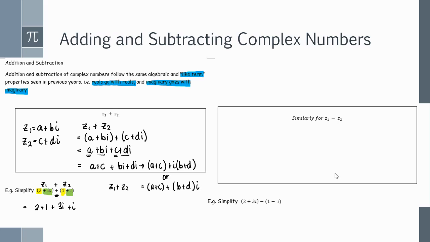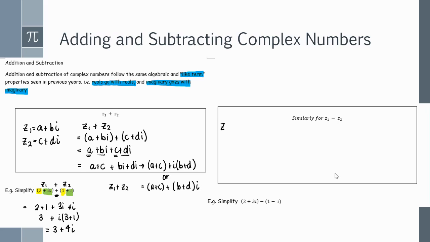So 2 plus 1, I know that's 3 for my real parts. And for my imaginary parts, 3i plus 1i, I can take the i at the front, and in the bracket I'll just have 3 plus 1. Then I'll simplify. So z1 plus z2 is equal to 3 plus 4i. And again, the i can be in front or behind the 4, it doesn't matter.